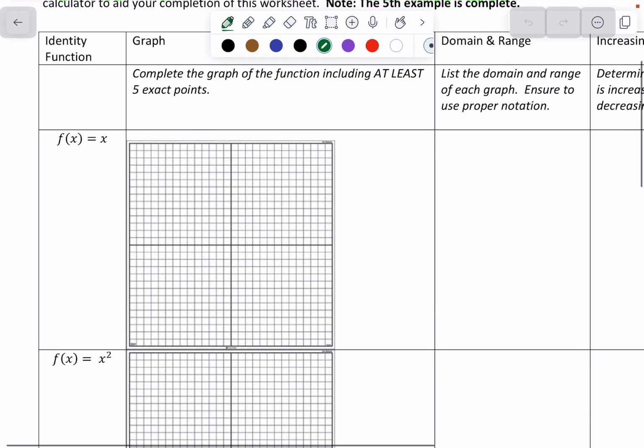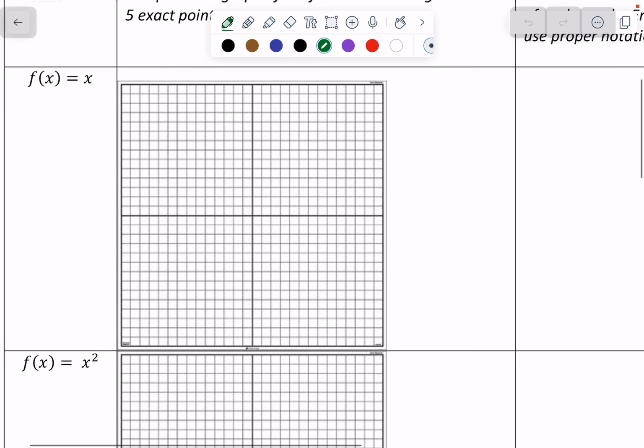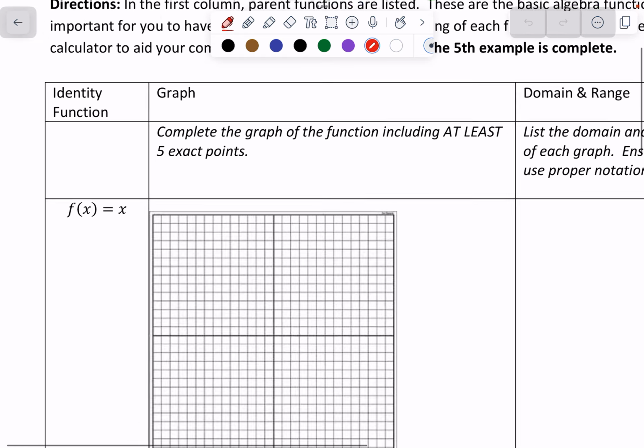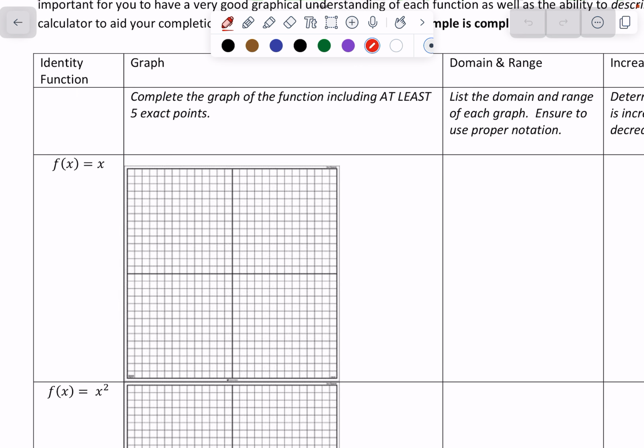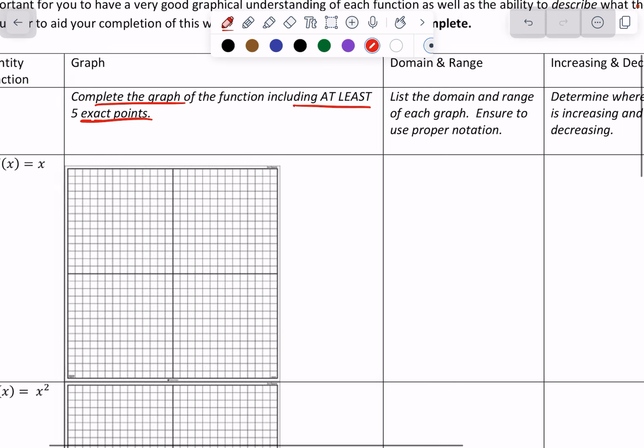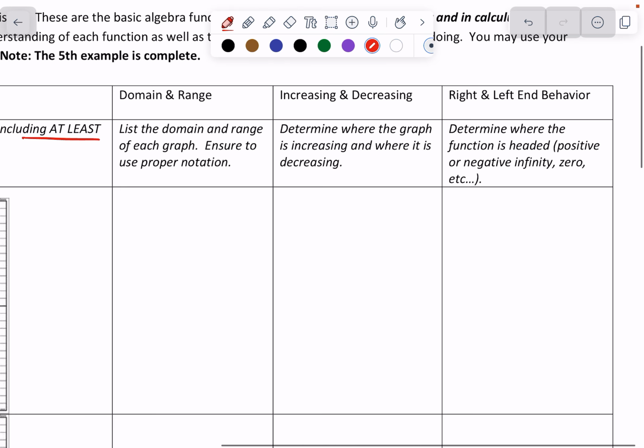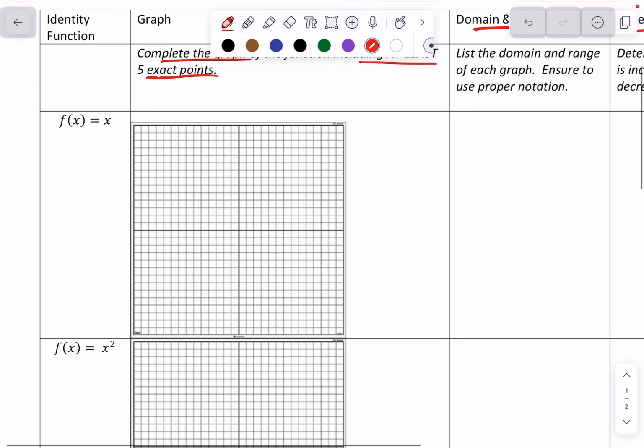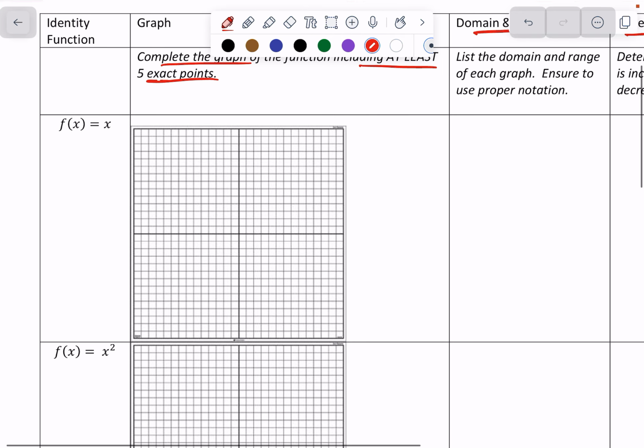All right, so let's just go over the parent functions really briefly. What we want to do is complete a graph and include at least 5 points. You want to do this anytime you do any sort of function sketching. And then we're going to talk about basic properties like domain and range, increasing, decreasing, and then the end behavior. Those 3 things are pretty important, especially if you move on to calculus.